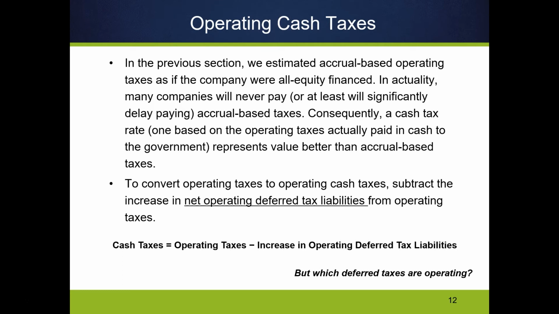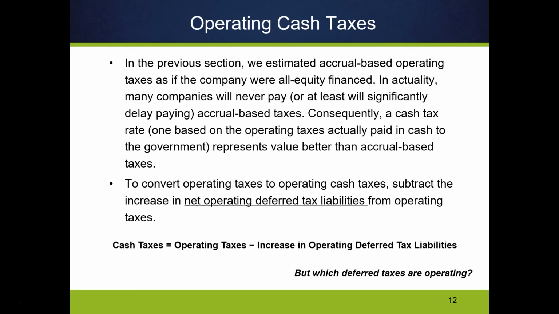The biggest of these accrual-based measures usually comes from a difference in depreciation schedules, and we'll look at that. So what we want to do is take the operating taxes that we just estimated, and then subtract any change in the operating deferred tax liabilities. So this leaves us with two things. First, we need to identify all the deferred tax liabilities and tax assets. And then we need to identify further the operating deferred tax liabilities and tax assets. And then we only want to subtract here the change in the operating deferred tax liabilities. That gives us cash taxes.